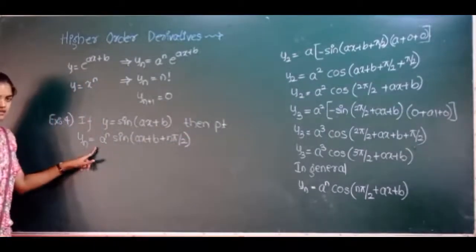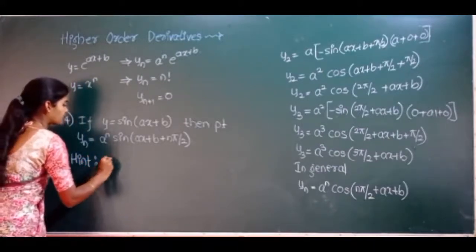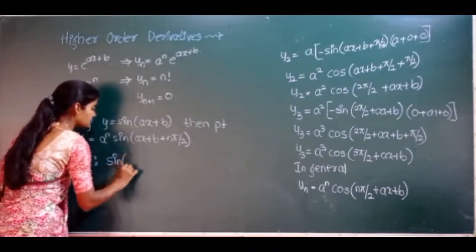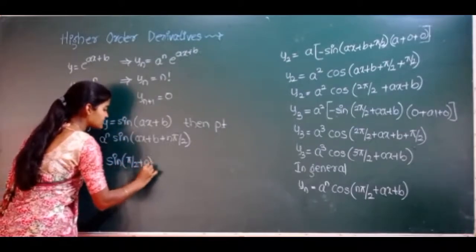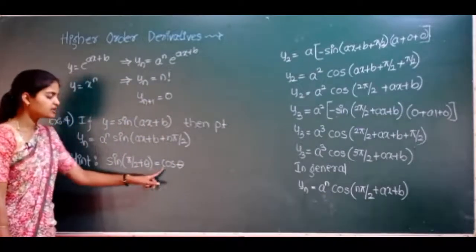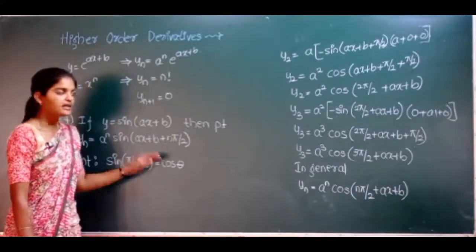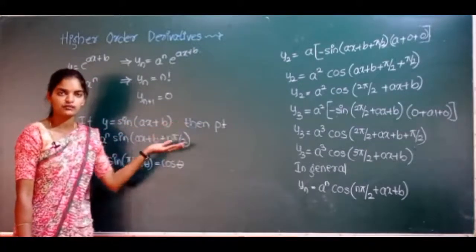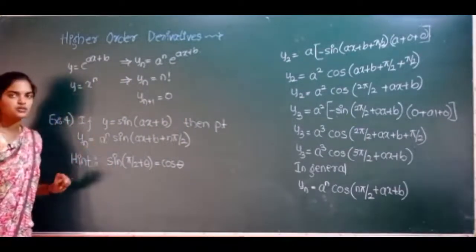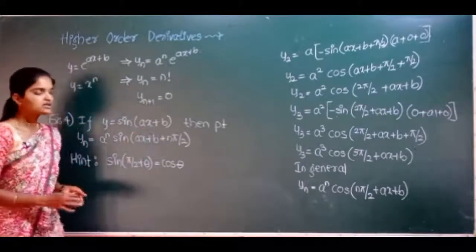You try this, and here I will give you a hint: sin of pi by 2 plus theta is nothing but cos theta. So in the derivative, wherever you get cos theta, convert it to sin of pi by 2 plus theta and continue in this way, just as we did for the previous example, and you will arrive at the solution yn is equal to a raised to n sin of ax plus b plus n pi by 2. So this is the fourth example.